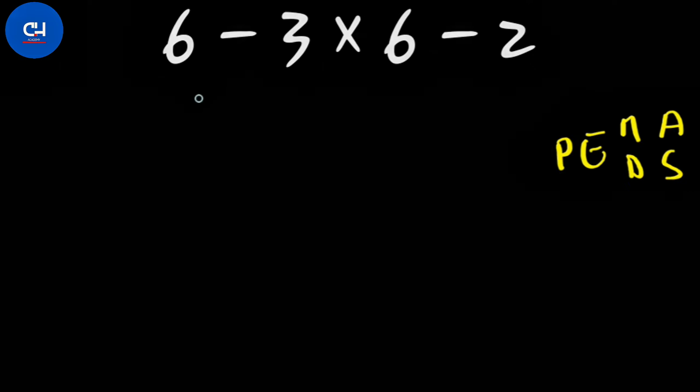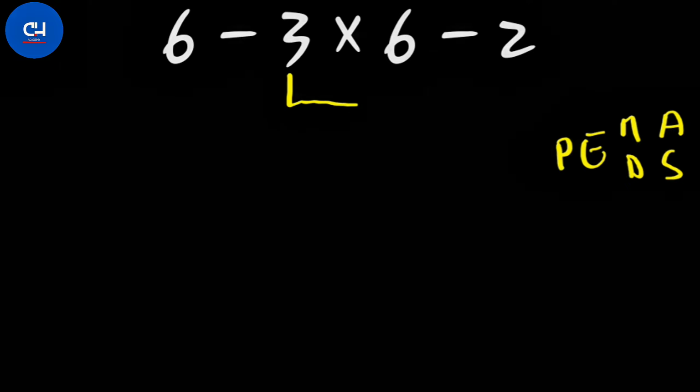In this expression, we have a subtraction here, we have a multiplication here, and we have another subtraction here. So we have just two signs in this expression. According to this order, we have to start by solving the multiplication before solving the subtraction. So here we go. We start by solving the multiplication.